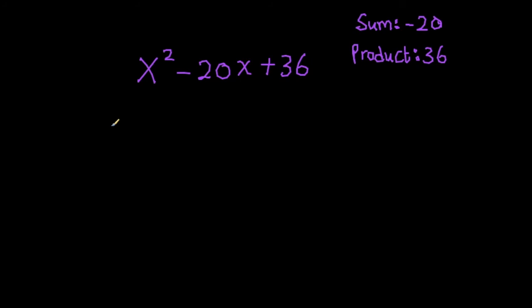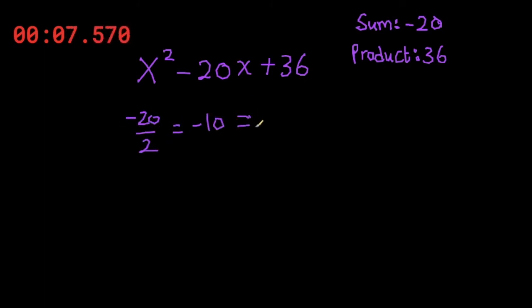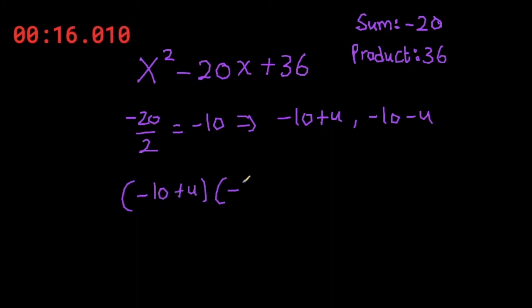All right, guys, are you ready? Or the real question may be, am I ready? Let's see, in 3, 2, 1. Let me start the stopwatch now. So take the sum divided by 2. Negative 20 over 2 is negative 10. We're going to create two numbers out of it, negative 10 plus u and negative 10 minus u. We're going to multiply them together, negative 10 plus u times negative 10 minus u. We want that to be equal to 36 because they already add up to negative 20.